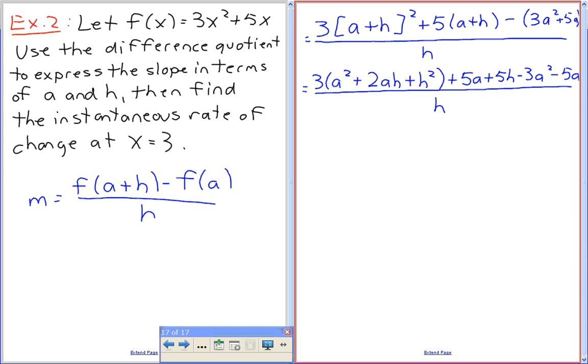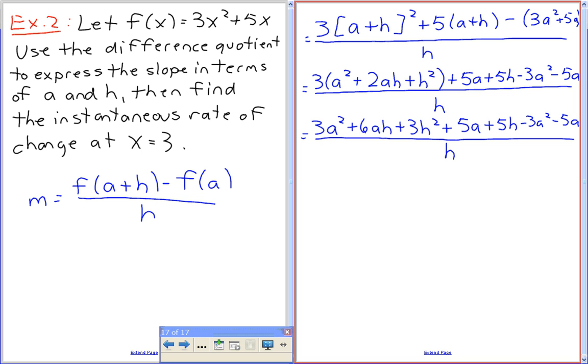I'll neaten this up hopefully for you guys. This turns out to be 3a squared plus 6ah plus 3h squared plus 5a plus 5h minus 3a squared minus 5a all over h. Now, I said the first day of the year, what is my favorite part of math? This is my favorite part of math right now.